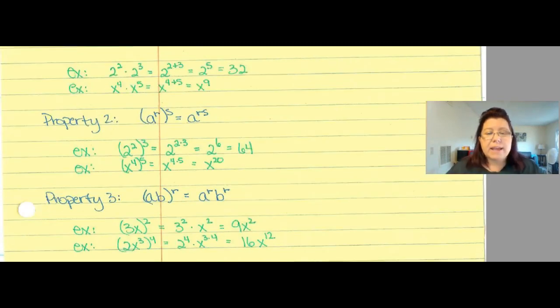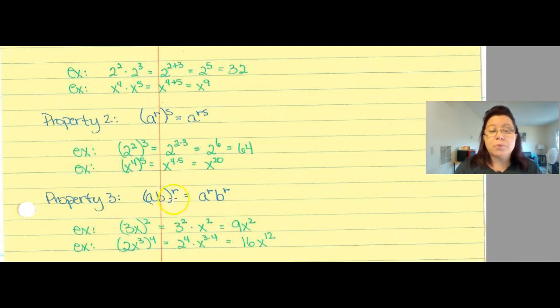A third property for exponents is when we have a quantity, a times b, and that whole entire quantity is raised to the r, any number power, right? That will turn into a to the r, b to the r. Here's why. Let's take an example, 3x squared. That is going to be 3x times 3x. I could put the numbers together, so that's 3 times 3. I could put the x's together, x times x. Well, 3 times 3 is 3 squared, and x times x is x squared.